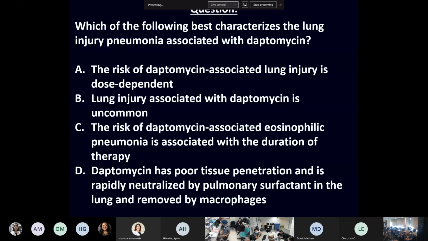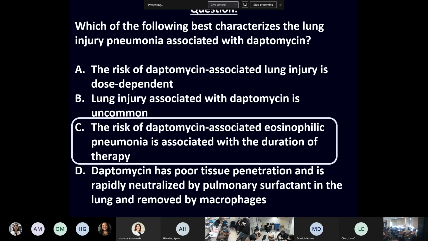This is a poorly worded question, Dr. Mayo. C is correct, but B is also correct because they use this ambiguous term, uncommon. Does that mean less than 51% of the time? That is a good point. I just copied and pasted C, but I didn't even think. Yeah, I should send them a comment actually. So the correct answer is C. I guess when I first looked at the question, D tricked me a little bit, because this is actually a true statement. It's a true statement, but not what they're asking for. It's not the cause of the lung injury pneumonia associated with daptomycin.